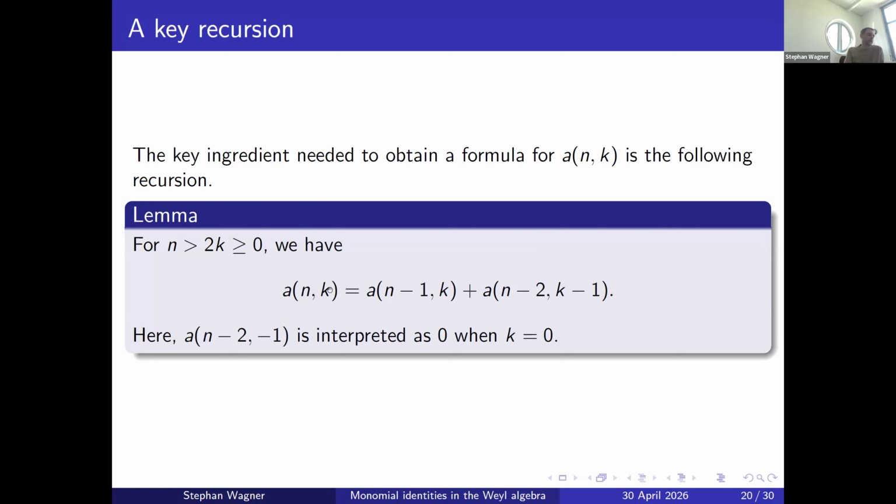In this case, I can recursively determine A(n,k) from two other values, A(n−1,k) and A(n−2,k−1). This is represented as 0 if k is 0. In all other cases, this is still well defined in that n−1 and n−2 are still non-negative.